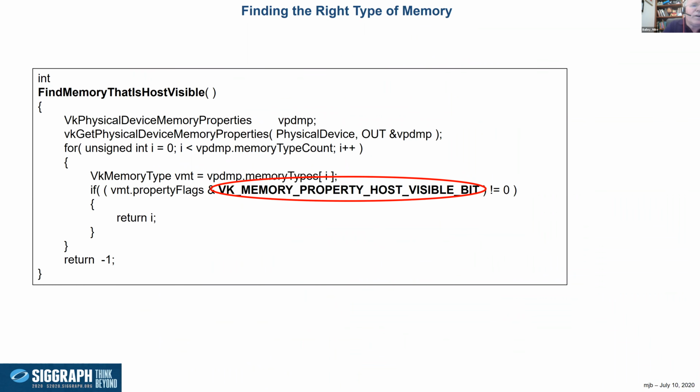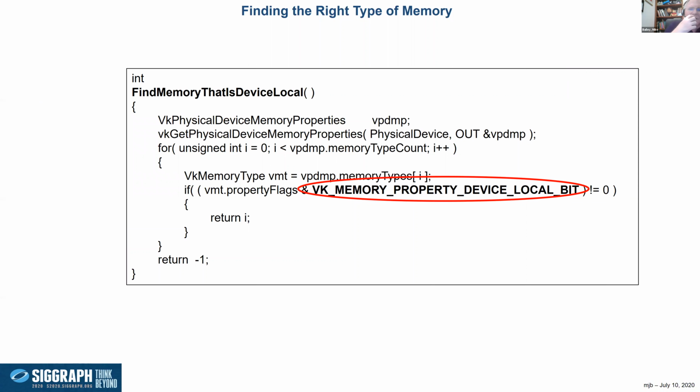Here's the little function to find memory that's host visible. Basically, it's looking through the different banks of memory you've got, which you can sample and ask about, looking for one that has the property of its host visible bit being set. That's all it's doing. It's going through the banks of memory looking for that. This could have been put into the code, I just pulled it out as a separate function.